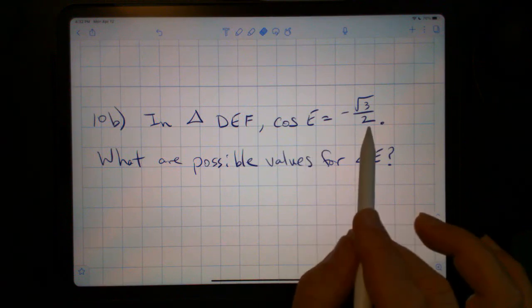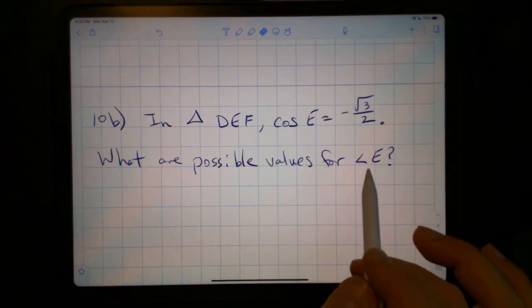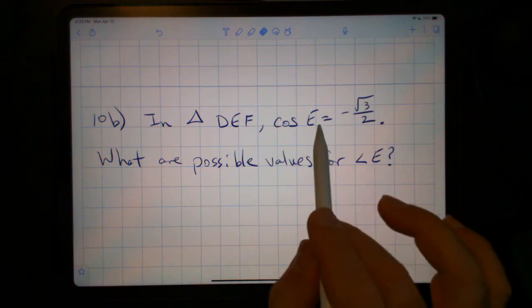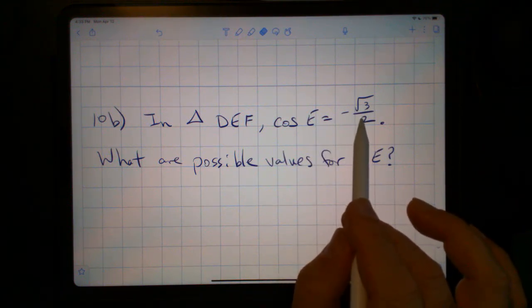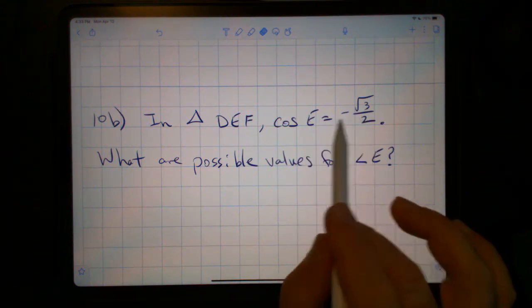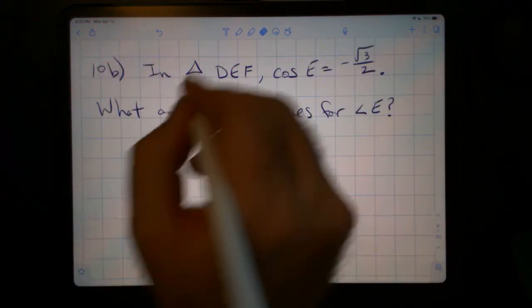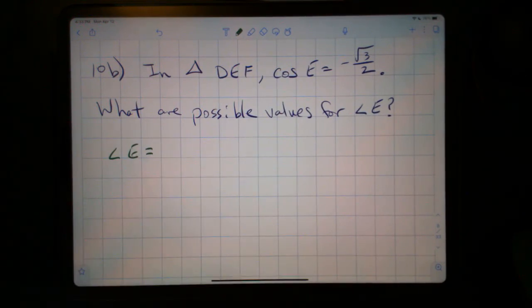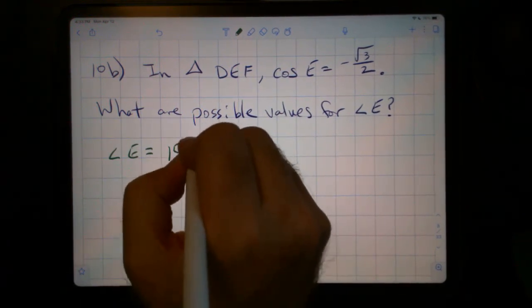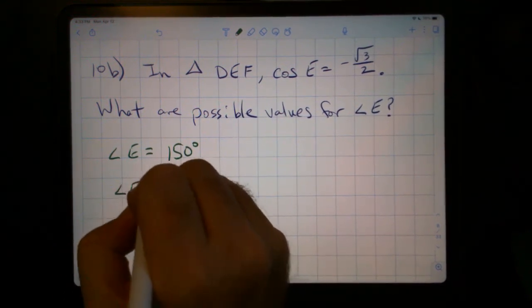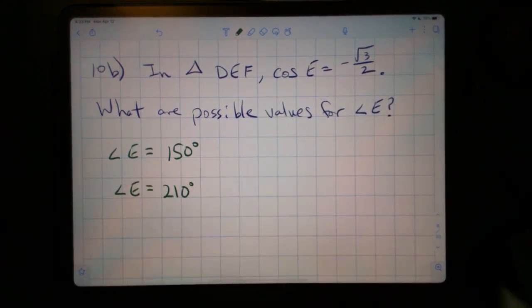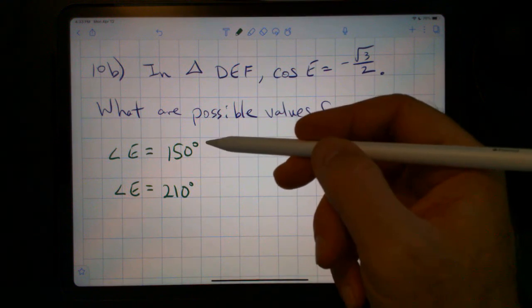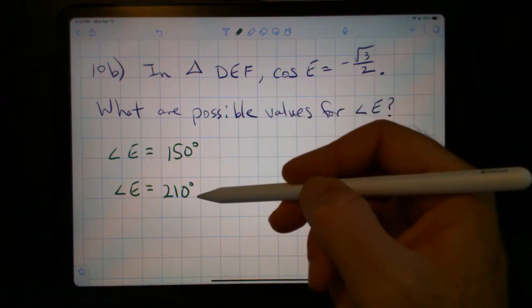So cosine of E is negative radical 3 over 2. What are the possible values for angle E? This happens in quadrants 2 and 3. So angle E can equal 150 degrees, and angle E can also equal 210 degrees. That's 30 degrees above the x-axis and 30 degrees below the x-axis.